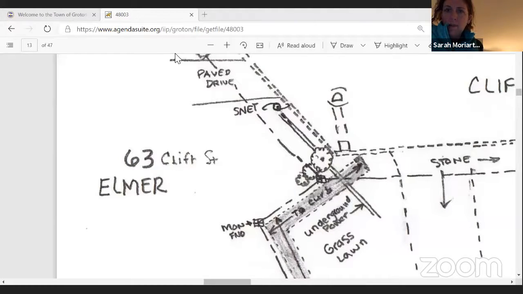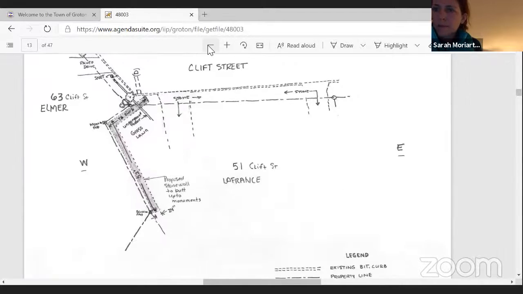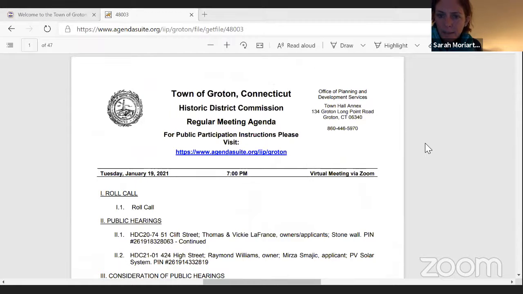Okay. Then HDC, I've lost my number because I was trying to look up some pictures. Where are we? HDC 20-74 is closed. HDC 21-01, 424 High Street, Raymond Williams.